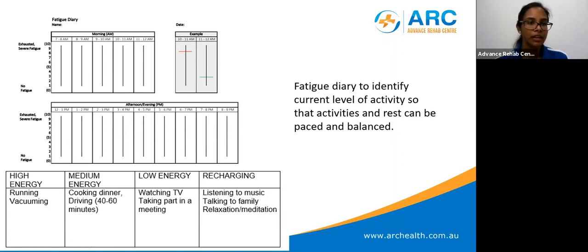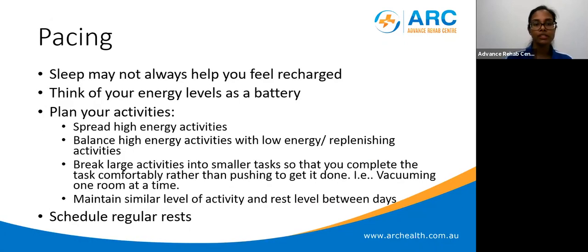And once you do that, you have information that shows you what you consider as high energy activities, medium, low, and recharging or replenishing activities. And these activities would be different for every single person. For someone, cooking would be a medium level activity. For some, it could be a high energy activity. So it's very individualized. So it's really important that you keep a record for several weeks so you can get that good, well-rounded information. So once you have that, you can use that information to pace yourself better.